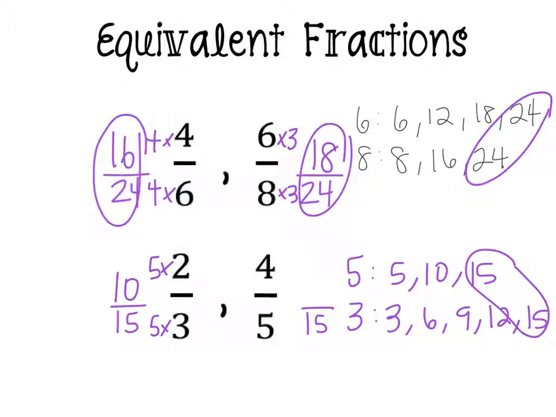And there's my new fraction there. And then 5 times 3 is 15. So 4 times 3 is 12. And now I have two fractions with common denominators that I could either add or subtract.